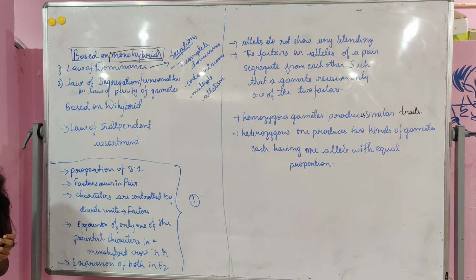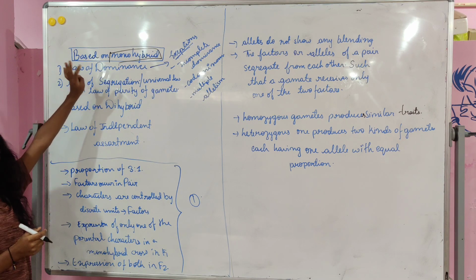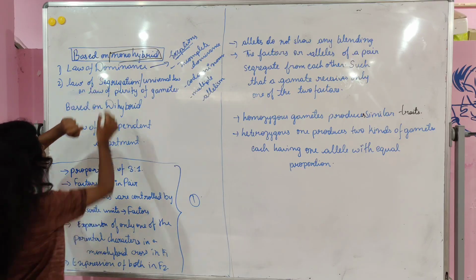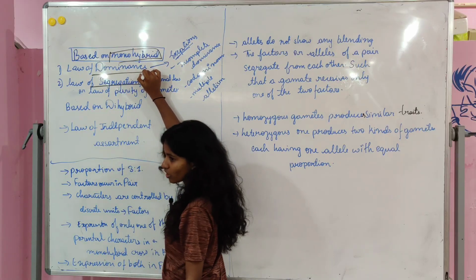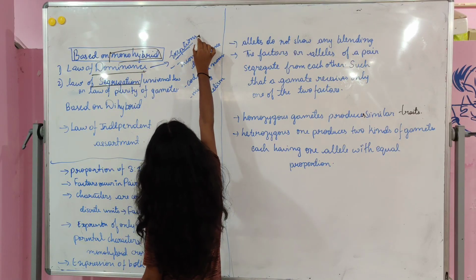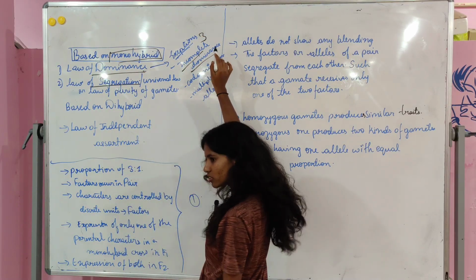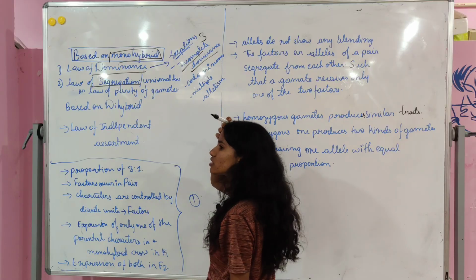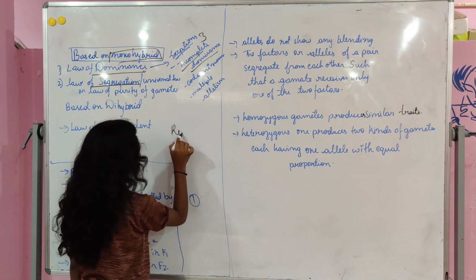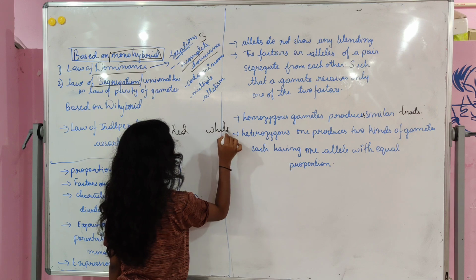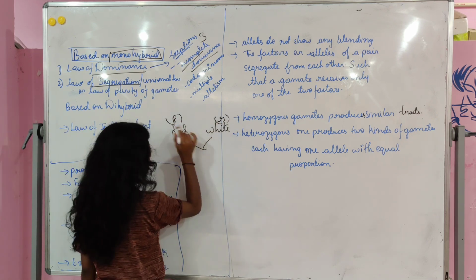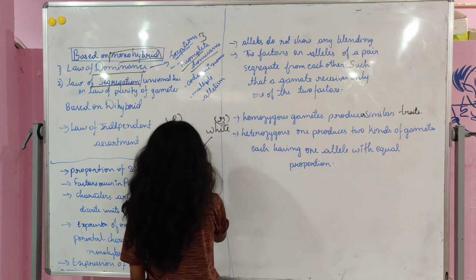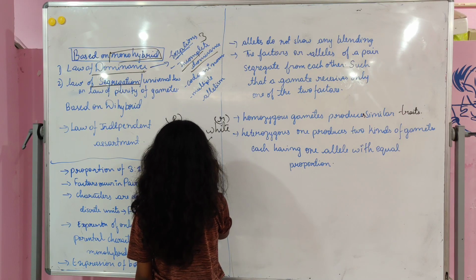Postulates or laws. Okay, we have two laws. One is law of dominance, and the other one is law of segregation. This has exceptions. Okay. So the exceptions are three. One is incomplete dominance. We'll read about it. What is incomplete dominance? When a red color flower and a white color flower is crossed, this is dominant and this is recessive.